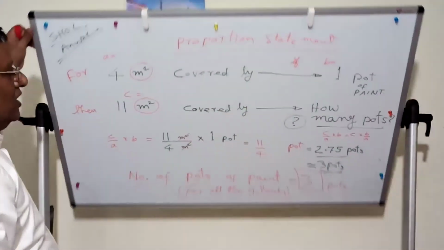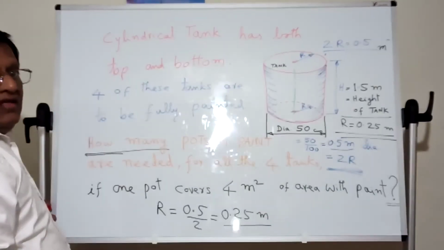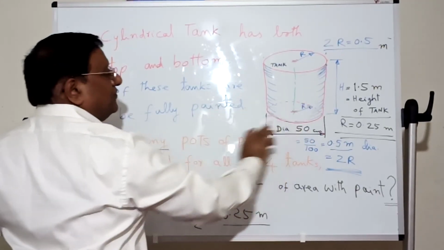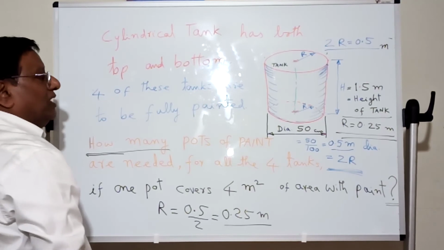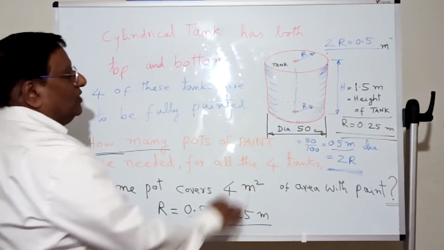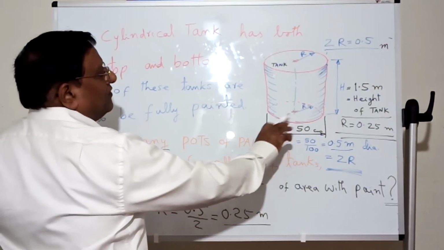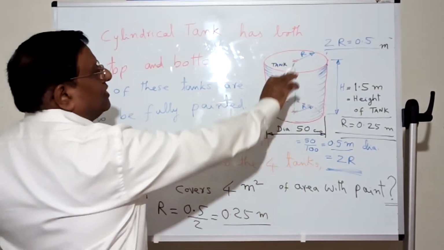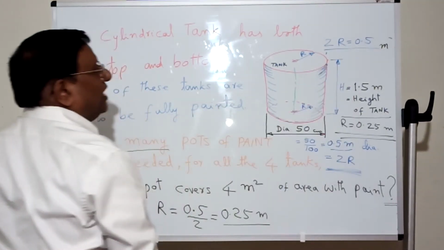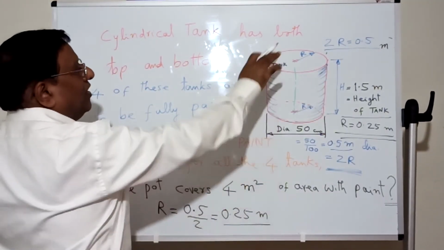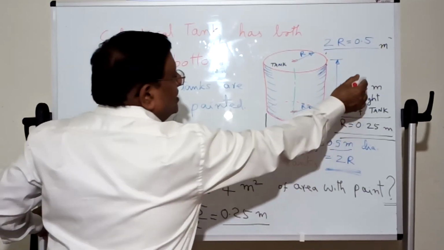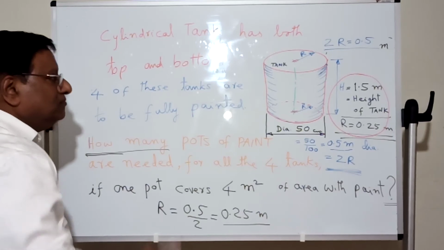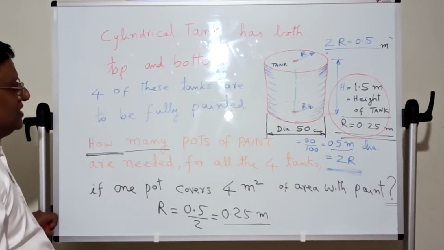Okay, so I quickly revise. The cylinder is given, each cylinder dimensions 1.5 meter and 50 centimeter diameter, but you should have the same units. So 50 centimeter I will convert into meters, that is 0.5 meters, and because it is diameter, 2 radius is 0.5, that means radius will be half of 0.5, 0.25. So this is what you require, to have the data converted into the same units of meters.